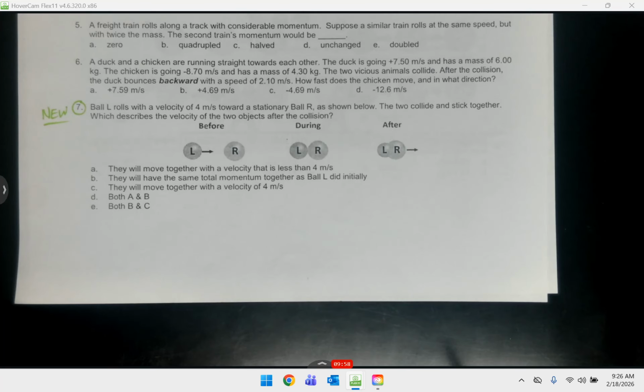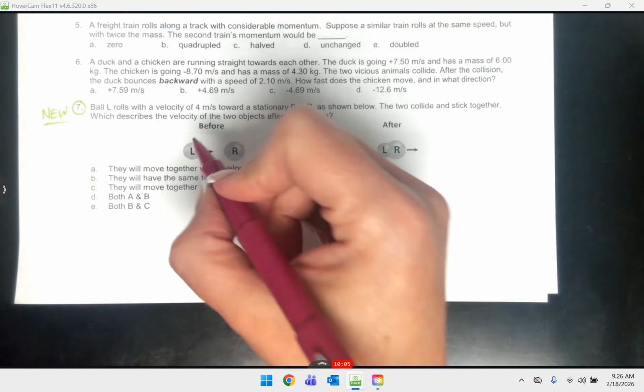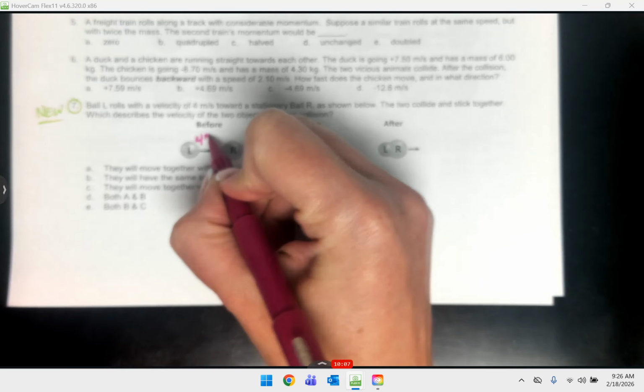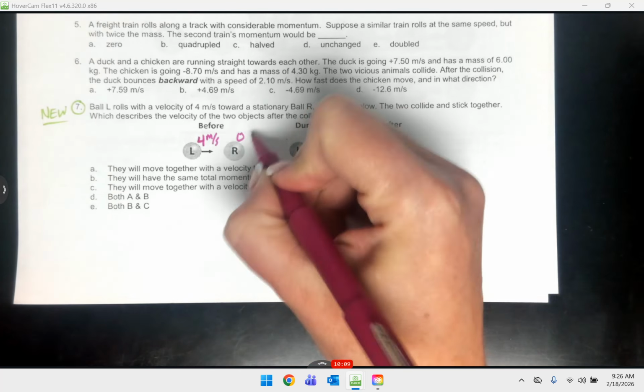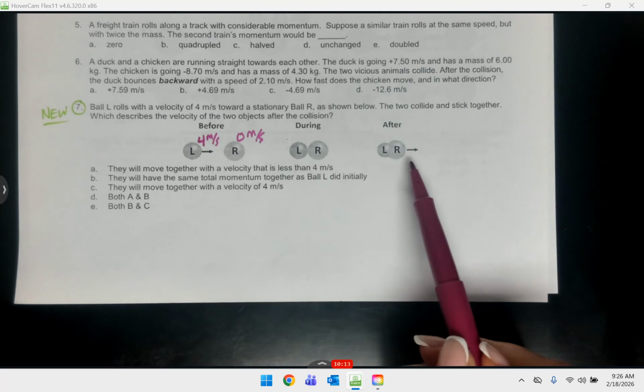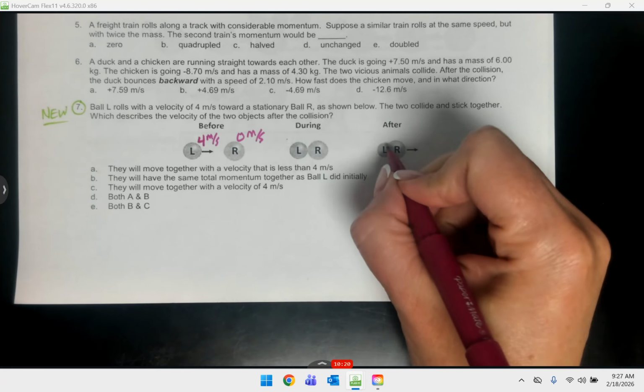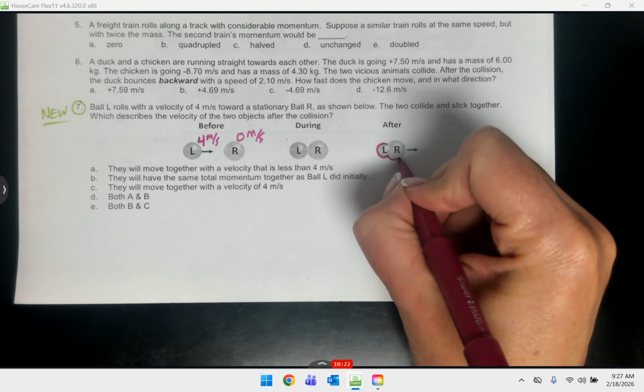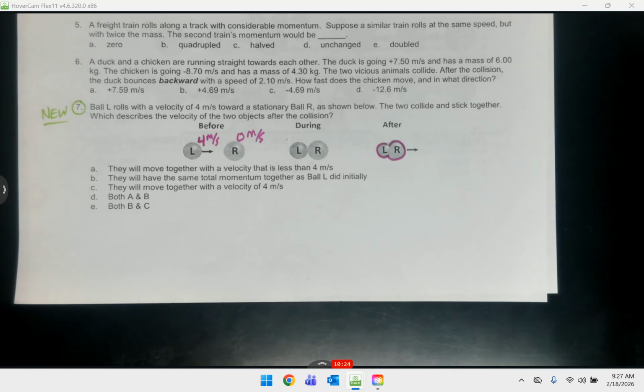The two collide and stick together, which describes the velocity of the two objects after the collision. So they do tell us that this is moving 4 meters per second and that this one's initially at rest. Okay, and then they ask about the velocity afterward when they stick together. Obviously, when they stick together, the two of them together have a larger mass than either of them does individually because it's the sum of their masses.